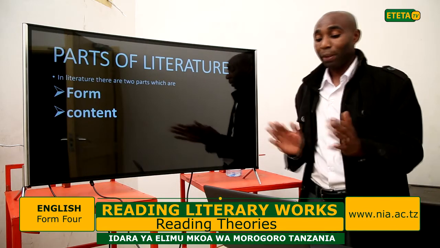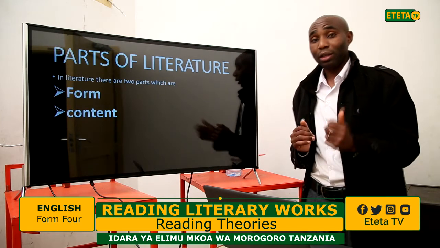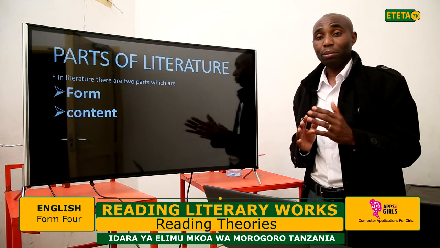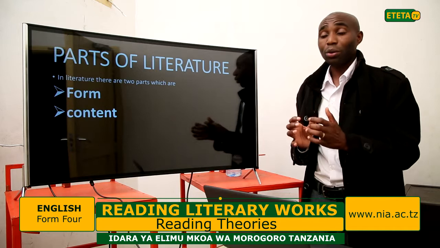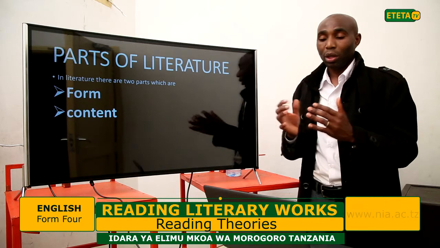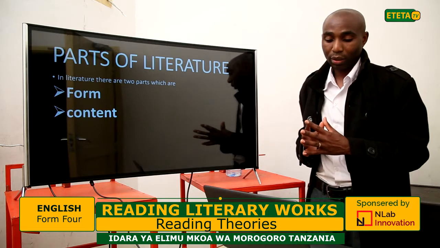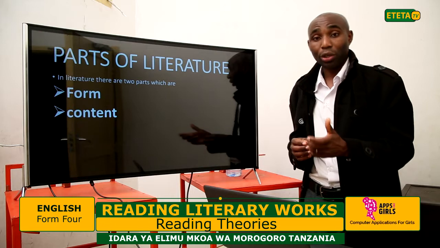Now let us go to see the parts of literature. We have only two parts of literature. Number one, there is the form. Number two, there is the content. In a simple way, form refers to the superstructure or the style, maybe the way something can occur within society. Content refers to what is conveyed within a book.